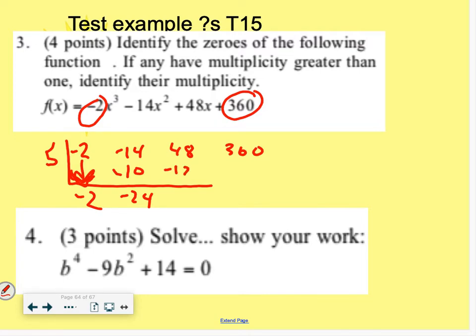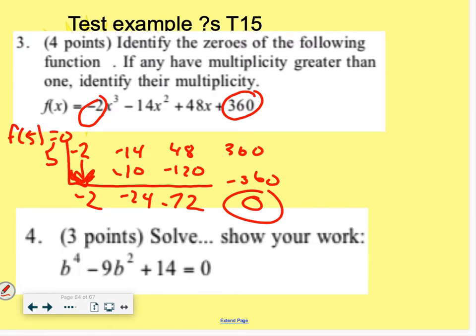multiply, add, multiply, and add. So that we just proved that f of 5 is 0. So that means x minus 5 is a factor.